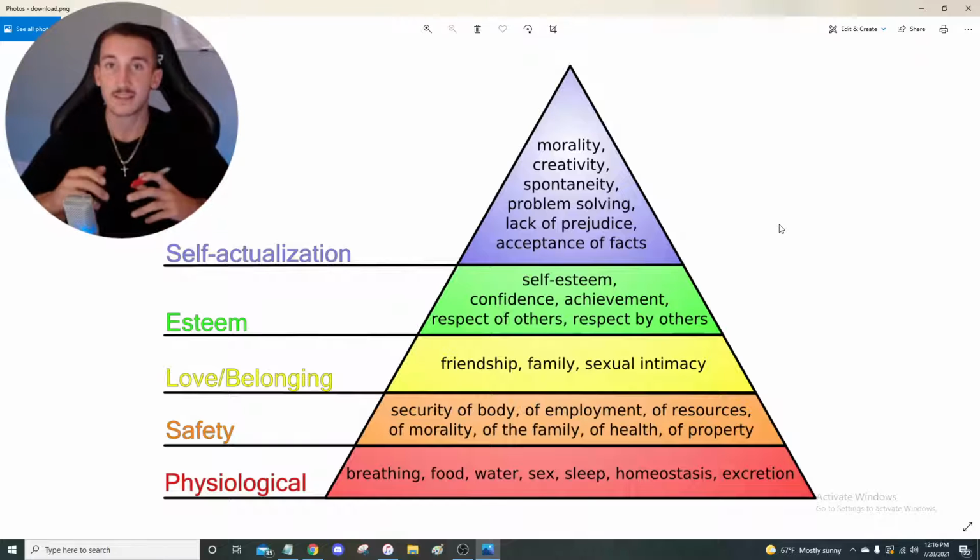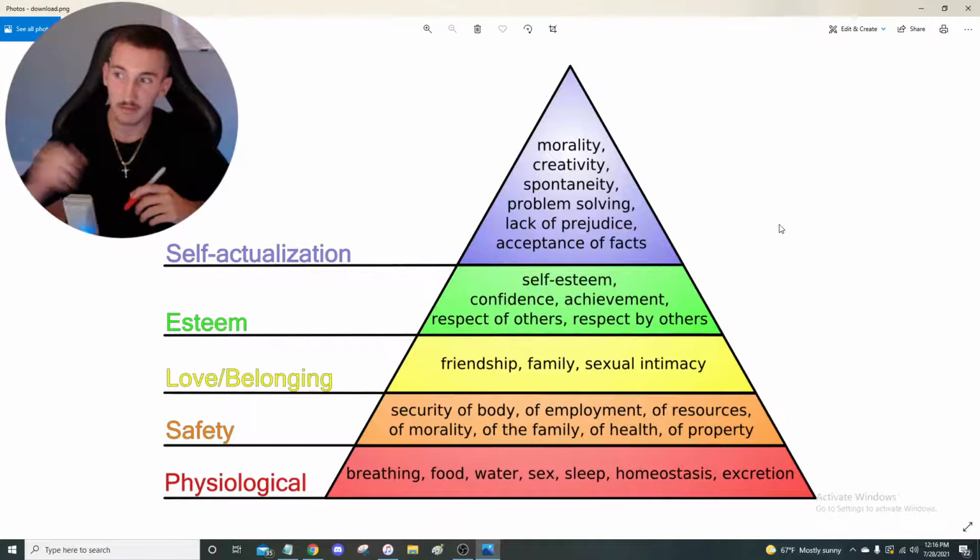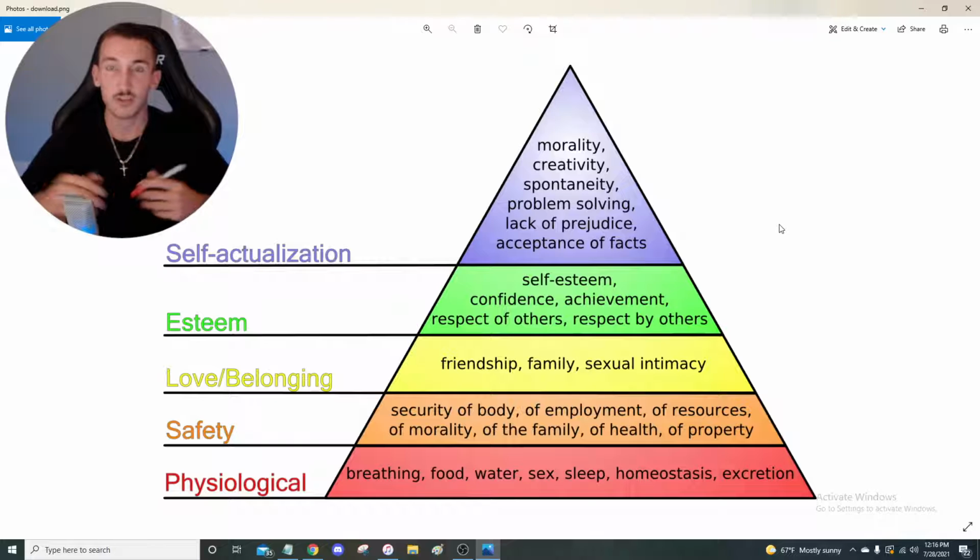Next, we have esteem. Self-esteem, confidence, achievement, respect of others, respect by others. So this is similar to not judging others. You gain the respect by being consistent. Everyone looks at others with a different view. We all have our own stories, but to carry yourself in a way that you gain respect and you do respect others, that's important to building a positive self-image.